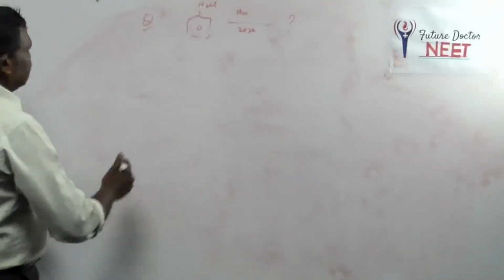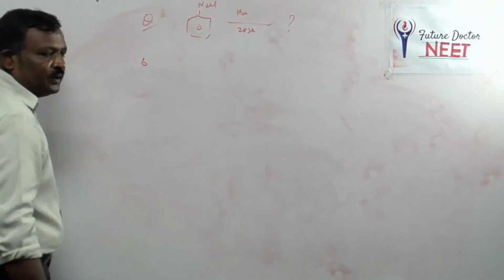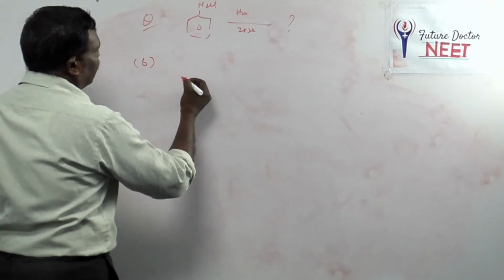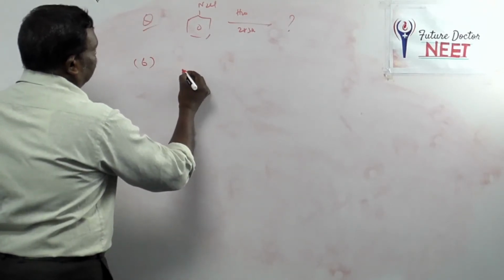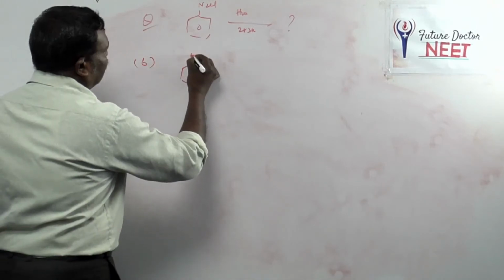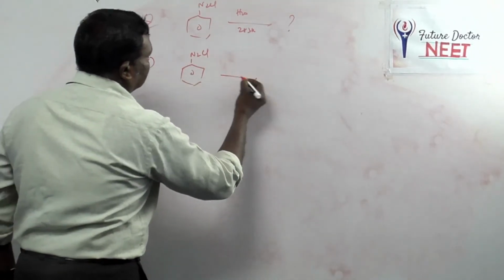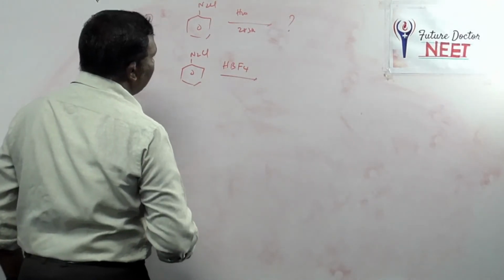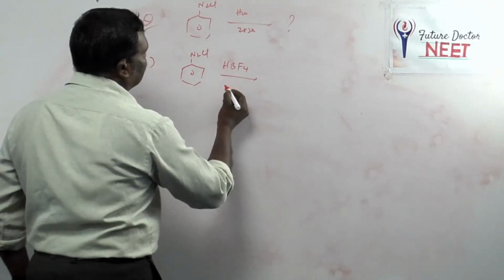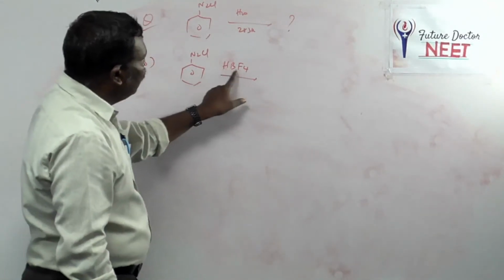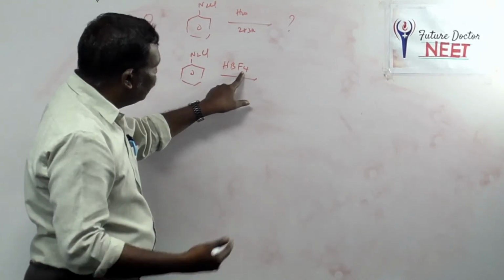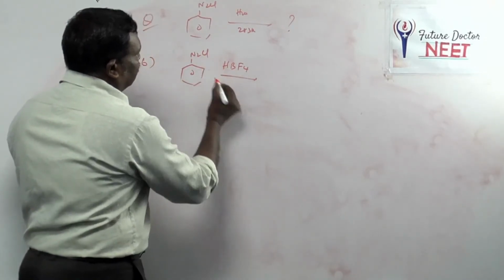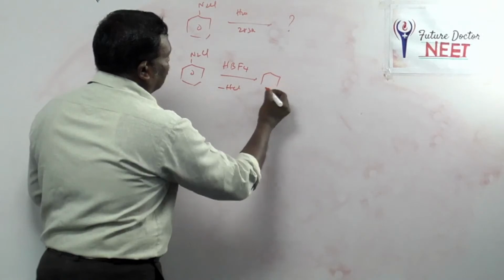Only two reactions are remaining. Question sixth one or fifth one? Sixth one. Okay, see here, benzene diazonium chloride reacts with HBF4. It's called hydrofluoroboric acid. So what happened? Understood? Minus HCl. N2 is also removed.